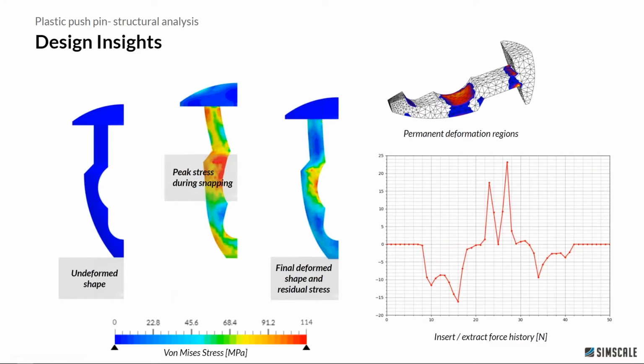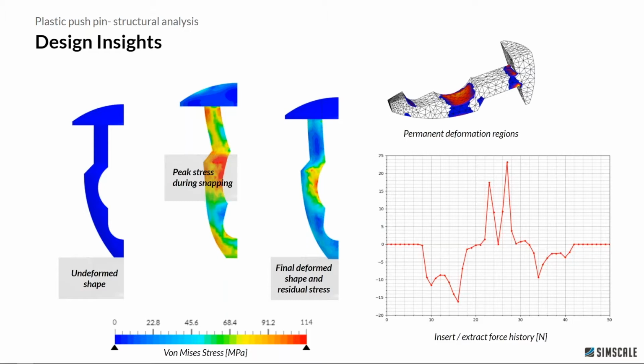So in terms of the results of interest, the design insights that we actually get out of a full resolution structural analysis like this, we start with looking at the shape, the deformation that this pushpin goes through after a single insertion extraction operation. So we start with our undeformed shape on the left over to our final deformed shape. And we can see, after one operation, we have quite a lot of permanent deformation caused by the actual insertion and extraction operation. And we can also see the stresses that have developed during the operation.